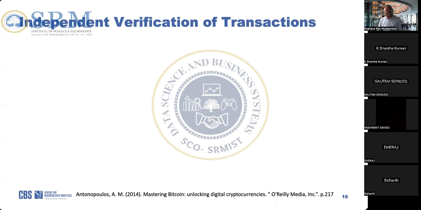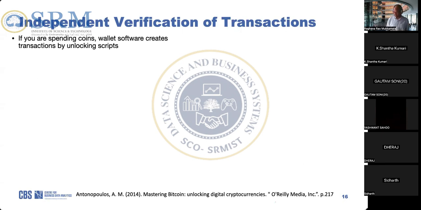So how are the independent transactions verified? Let's imagine that you are spending your coins, right? So basically you are trying to create a transaction. Your wallet tries to create a transaction by creating the unlocking script. Why unlocking script? You have a coin and you are trying to spend the coin. And for example, let's say that you bought a cup of coffee with Bitcoin, right?